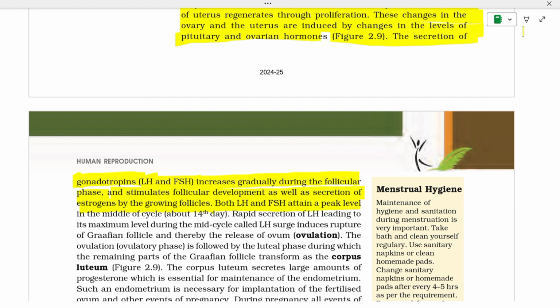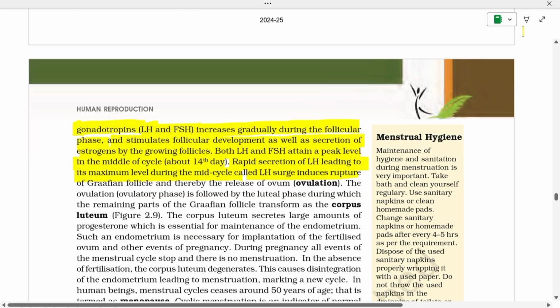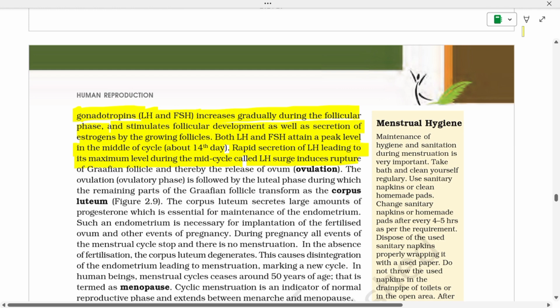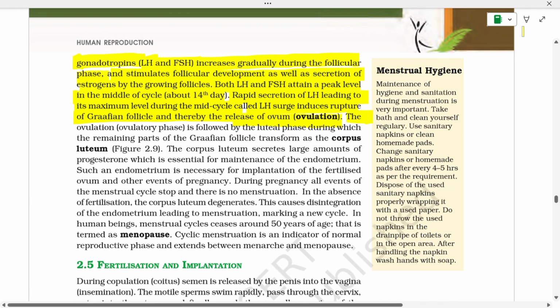Both LH and FSH attain a peak level in the middle of cycle, about the 14th day. Rapid secretion of LH leading to its maximum level during the mid-cycle, called LH surge, induces rupture of Graafian follicle and thereby the release of the ovum, ovulation. The ovulatory phase is followed by the luteal phase, during which the remaining parts of the Graafian follicle transform as the corpus luteum, figure 2.9.